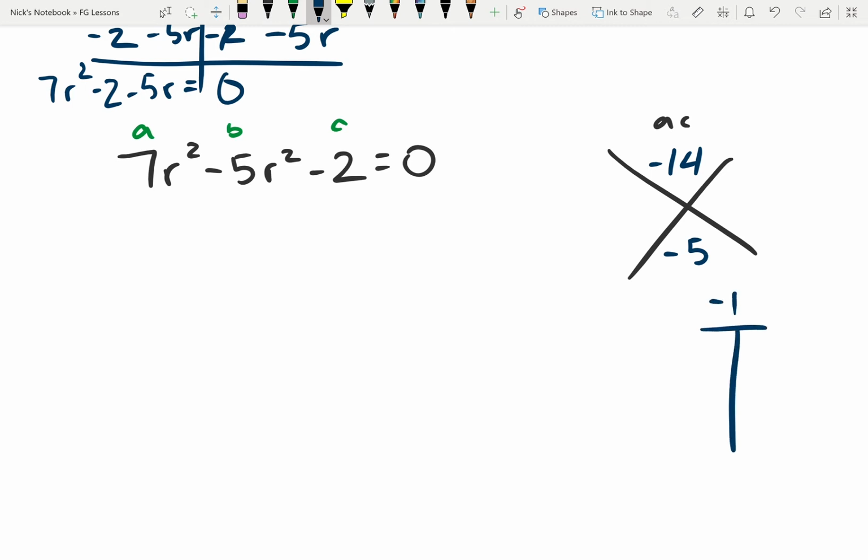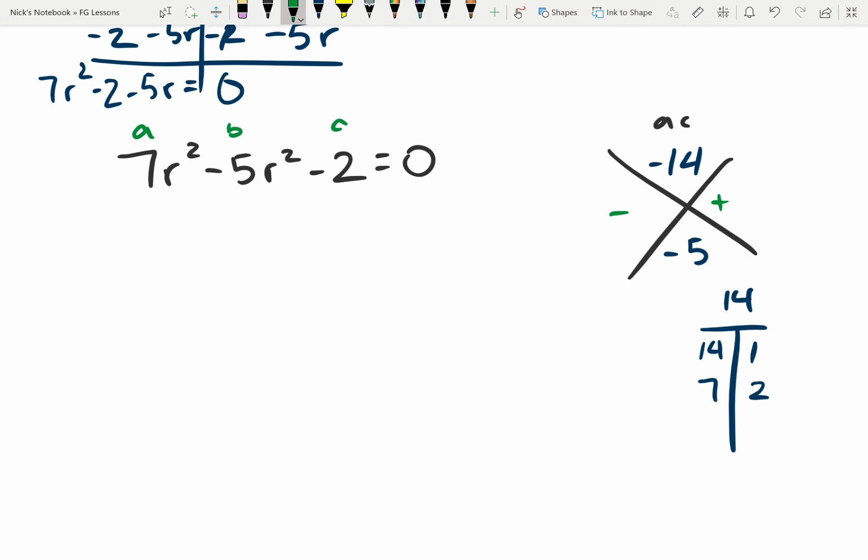Okay, negative 14, or I'll just say 14. So 14. Well, let's think 14 and 1, 7 and 2, and that's it, right? So we know one of these has to be negative. The reason one of these has to be negative is because that number is negative. Negative times a positive is a negative. So one of these has to be negative, one of them has to be a positive.